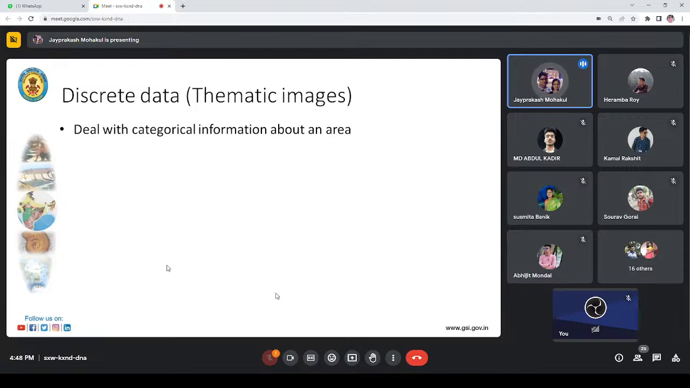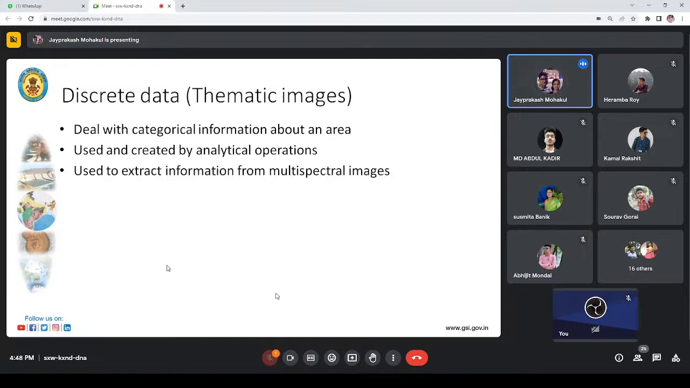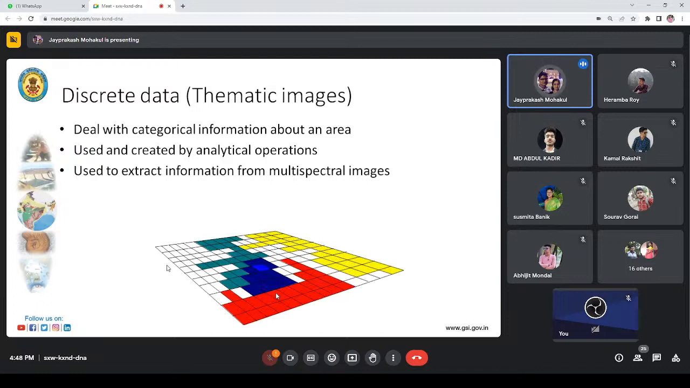It deals with categorical information about an area, used and created by analytical operation, used to extract information from multispectral images. Let's say the red represents forest, this represents built up area, this represents water body, this represents something else, this represents fallow land. So this is a classification. This is all discrete data.